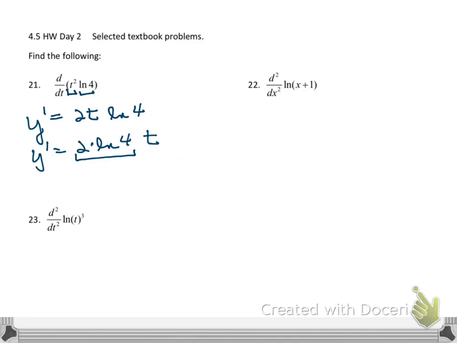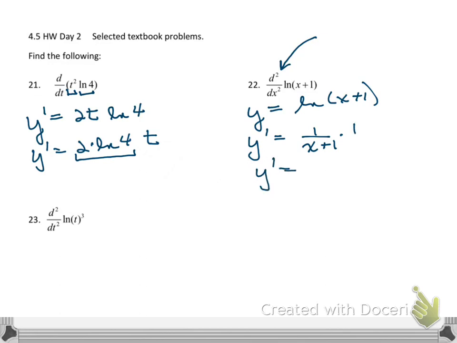Okay, 22, you want to recognize that they're asking you for the second derivative. So what I would recommend is that you write your function like this. All right, now go ahead and take the first derivative. So it's natural log, so we know that that derivative is not going to have natural log in it. It's just going to be 1 over x plus 1 times the derivative of that, which is just 1. So basically your y prime will be just 1 over x plus 1.